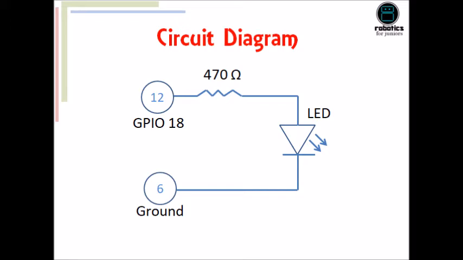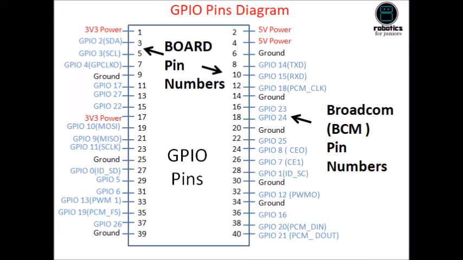For introduction to the GPIO pins, use the link in the description for introduction to Raspberry Pi. The positive end of LED goes to the resistance of 470 ohms. And the other end of the resistance goes to the GPIO pin number 18 or board pin number 12. The resistance is connected in the circuit to protect LED against high current in the circuit. Now this is the GPIO pin diagram for locating board pin numbers 6 and 12. Let's connect the components now.